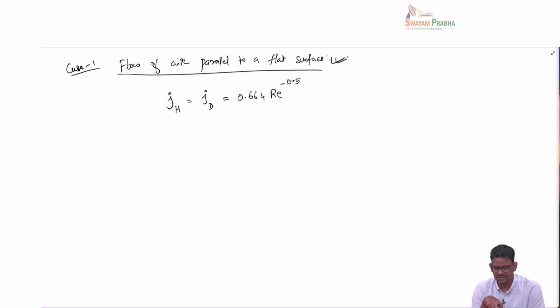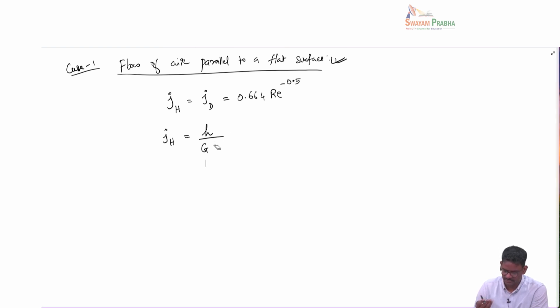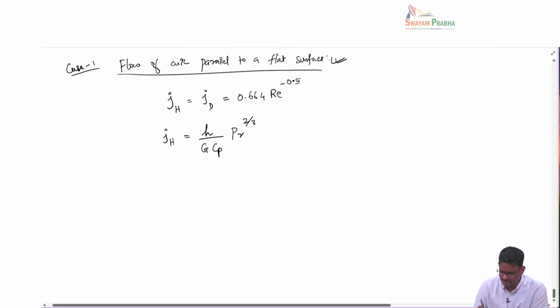So here you can see this JD factor is common for both heat transfer as well as mass transfer. Let's take the heat transfer approach. JH is given by H by G Cp, Prandtl number to the power 2/3, and that is equal to 0.664 Re power minus 0.5.